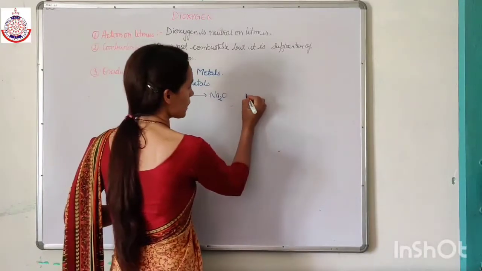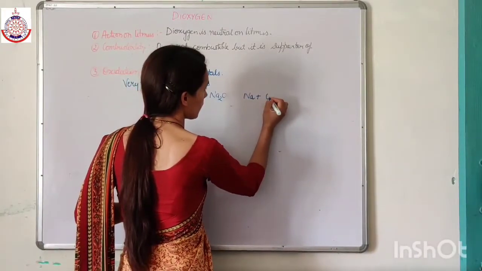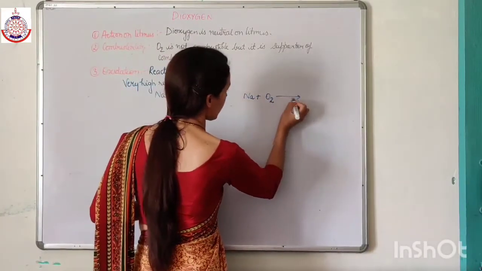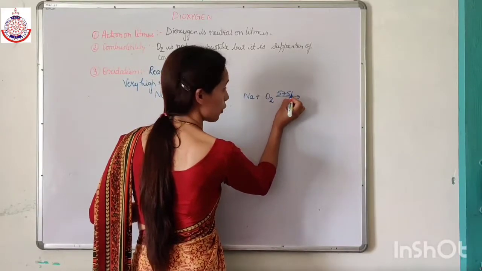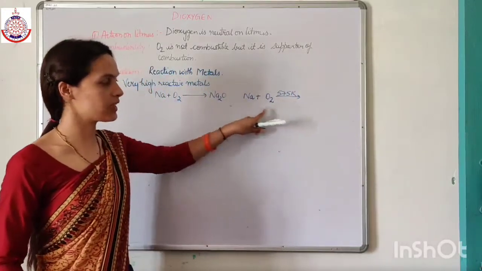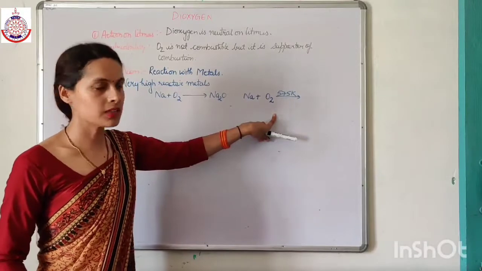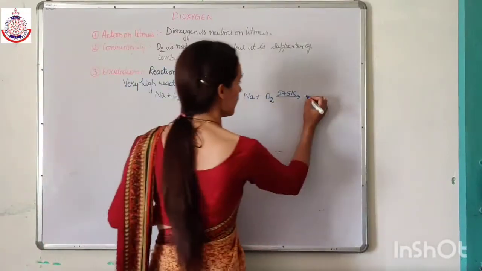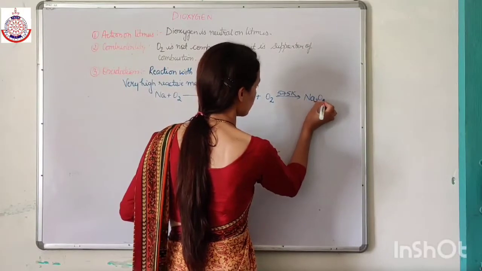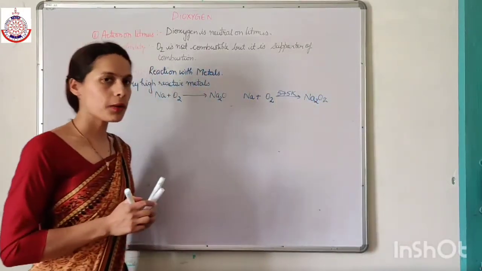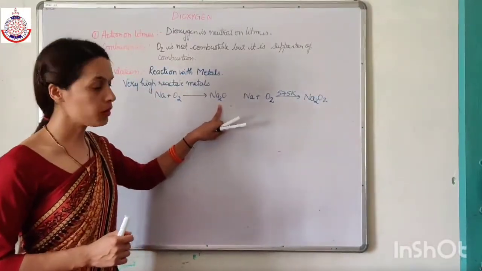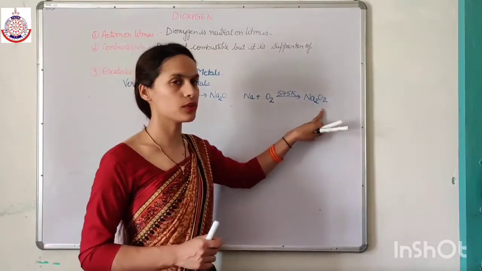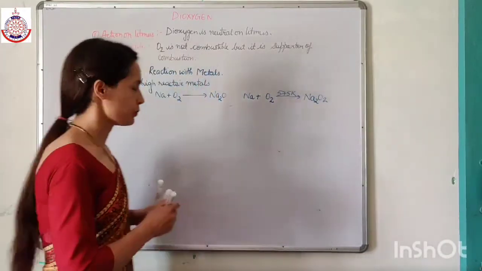But if we heat dioxygen with Na at 575 Kelvin, not at room temperature, then we get Na2O2. So at room temperature we will get Na2O, but at 575 Kelvin we will get Na2O2.